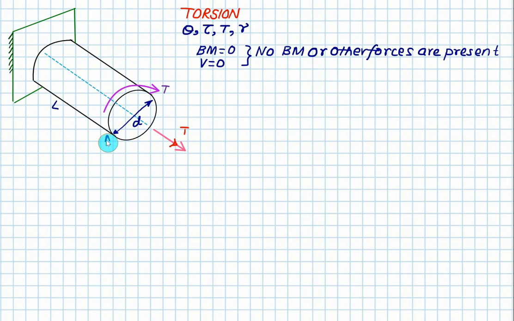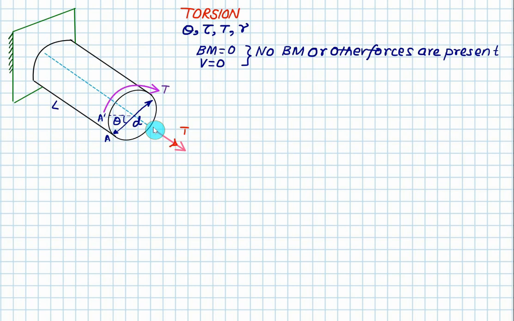Initially we have point A before we apply the torque, and after that the position of A will change to position A prime. In that case, the angle turned by this plane will be equal to theta, that is called the angle of rotation. We are interested to know what is the angle of rotation, what is the shear stress produced, where the shear stress is maximum, whether it is maximum on the outer fiber or the inner fiber, what type of distribution we have.